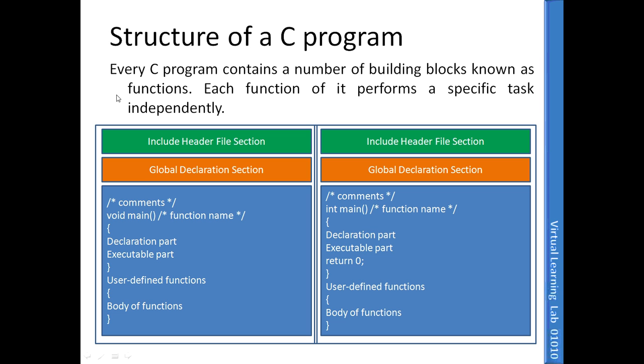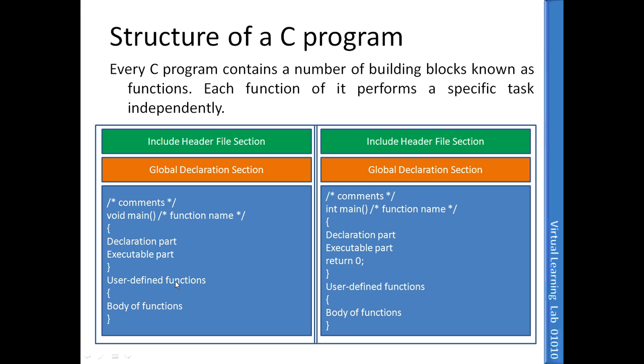Every C program contains a number of building blocks known as the functions. Each function of it performs a specific task. Like on top, we recommend we should have a header file. Then we have global declarations like variables and other declarations.